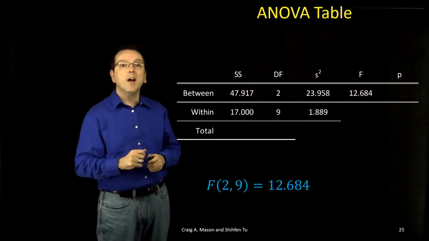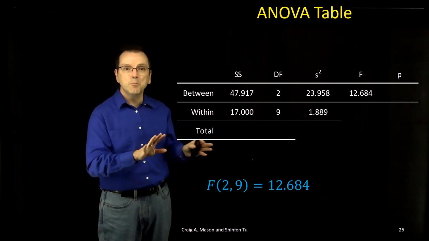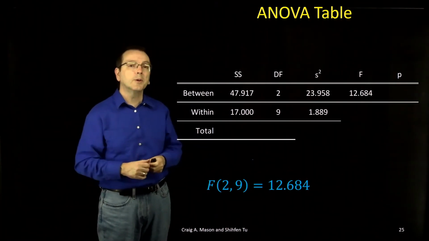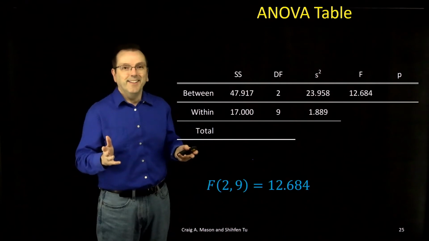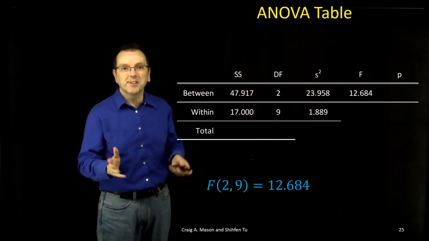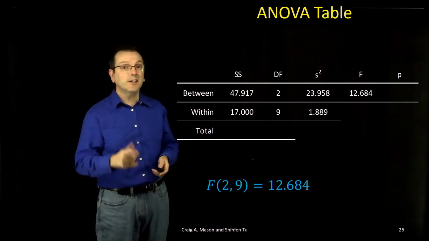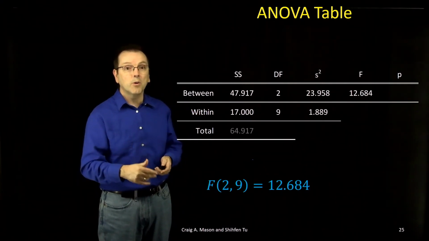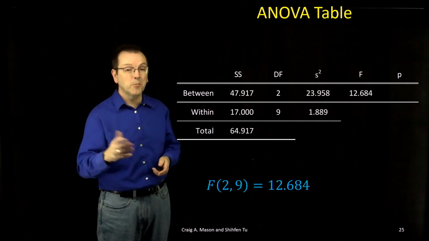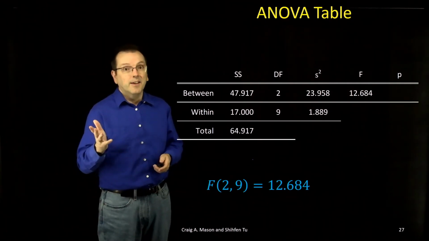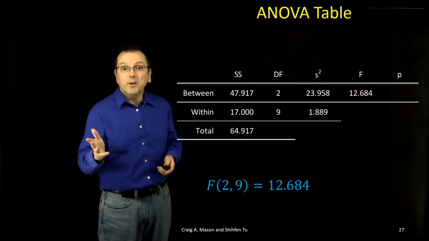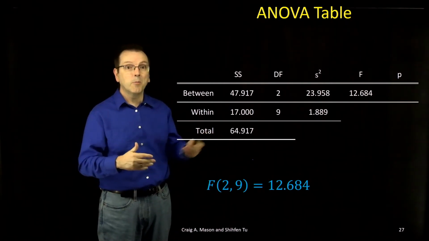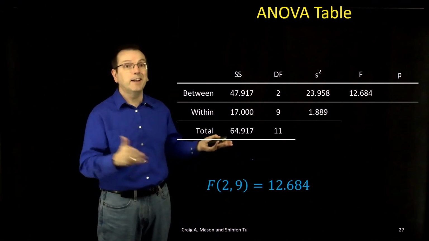Now, before moving on, let's enter 2 more cells into our ANOVA table, the total sum of squares and the total degrees of freedom. These ones are easy. First, the total sum of squares is just the sum of squares between plus the sum of squares within, or 64.917. And the degrees of freedom total is just the sum of the degrees of freedom between plus the degrees of freedom within, or 11.